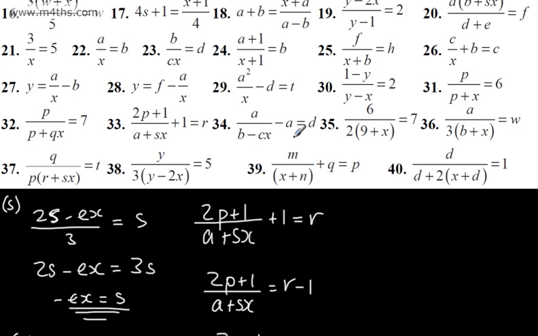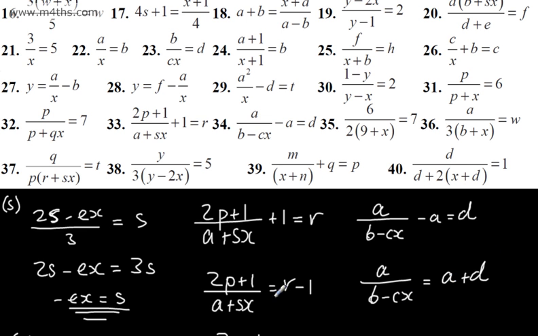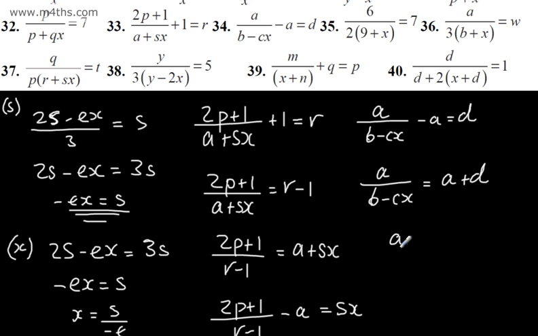Okay, so if we look at doing this one exactly the same, we've got now a over b minus cx minus a is equal to d. So this time what we've got in here now is the x is in the denominator. So I need to get to that, so I'm going to add the a to both sides. So what we're going to have is a over b minus cx is equal to a plus d or d plus a. Swapping these over, we can now say that a over a plus d will be equal to b minus cx.